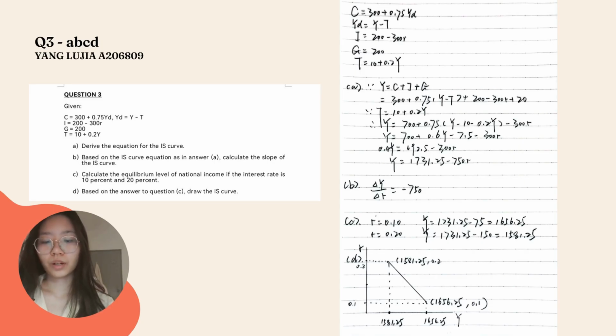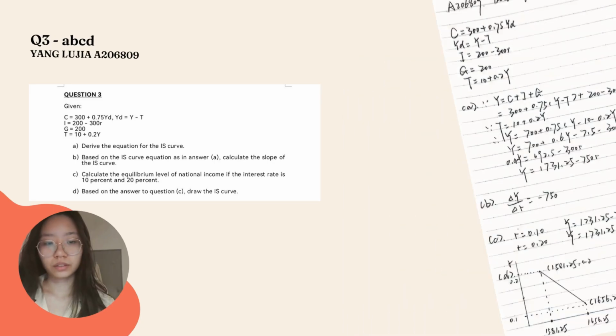In D, we need to draw the IS curve. The IS curve is a downward sloping line with points: the first point is 1581.25, 0.2, and the second point is 1656.25, 0.1. Thank you.